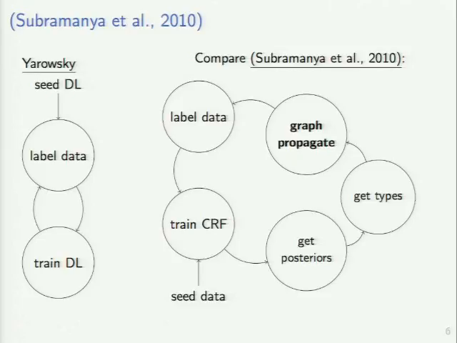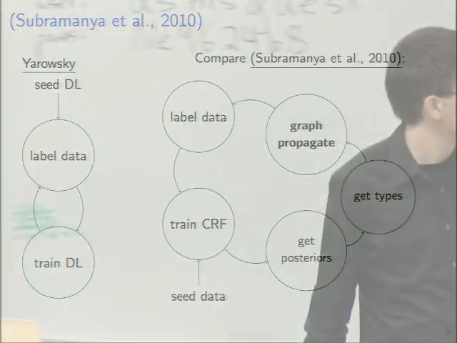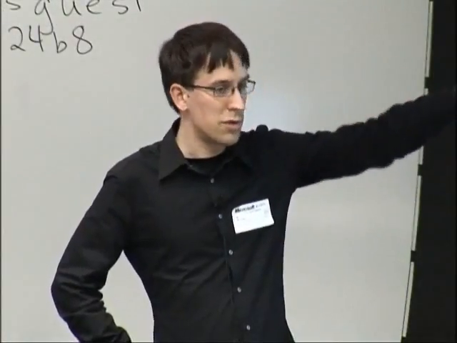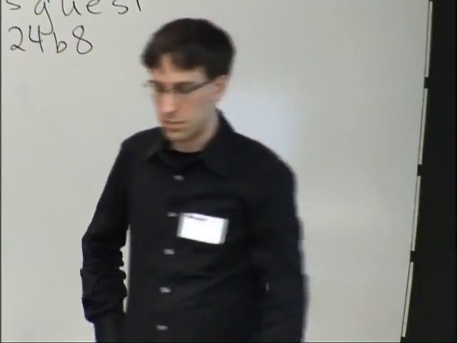And this is self-training with a CRF. So you can see it has these same two steps where we label data and train, but they've added these extra steps, one to get type level information and one to do graph propagation on top of that. So the two things we're interested in here are first the overall structure, the adding of these steps, and second the particular graph propagation they use.